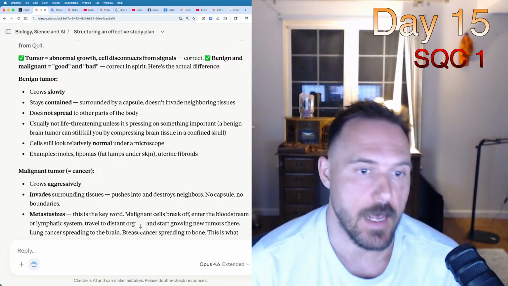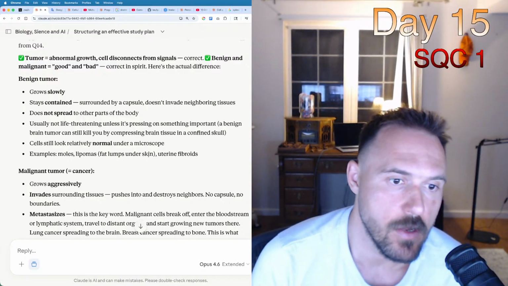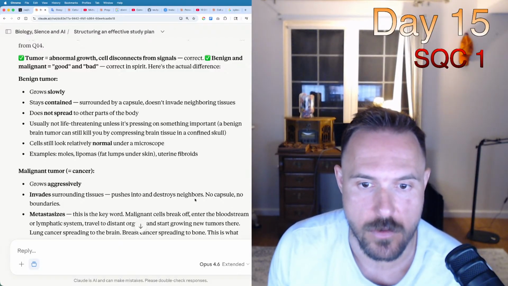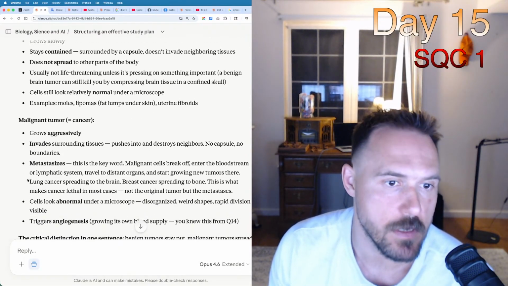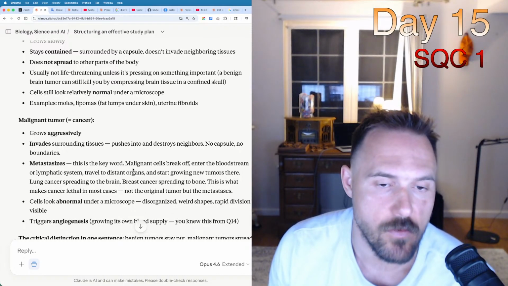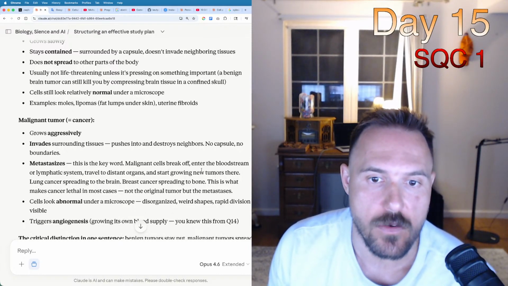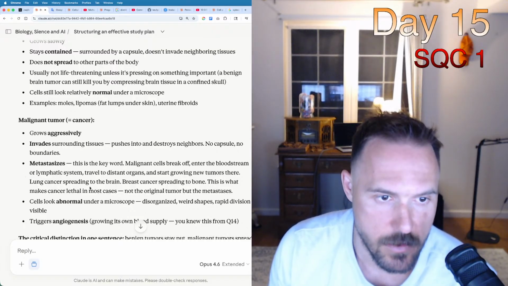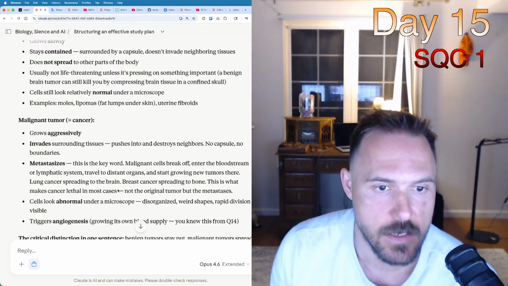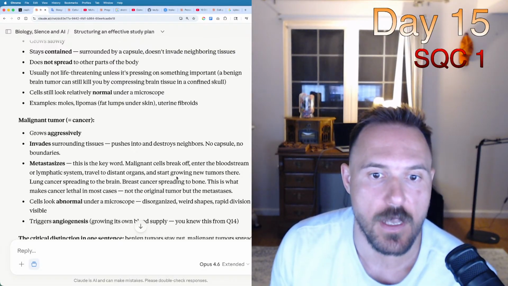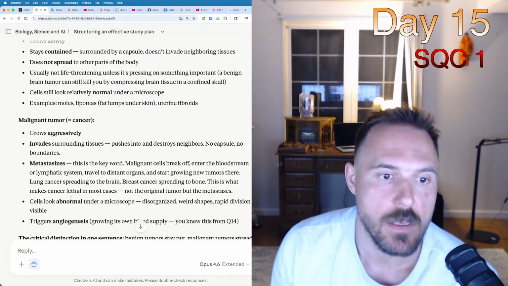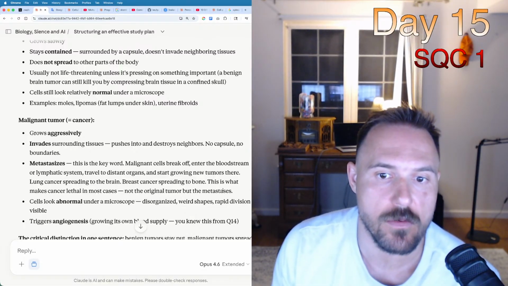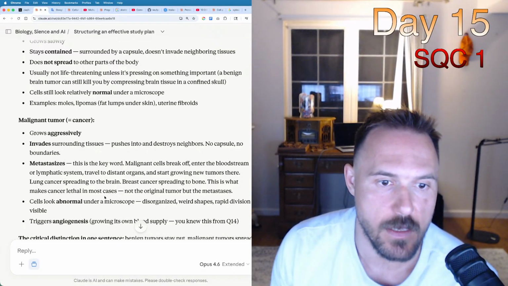Malignant tumor, cancer. Pretty much it's cancer. Grows aggressively, invades surrounding tissue, pushes into and destroys neighbors. No capsule, no boundaries. Metastasis, this is the key word. Malignant cells break off, enter the bloodstream or lymphatic system, travel to distant organs and start growing new tumors there. Lung cancer spreading to the brain, breast cancer spreading to bone. This is what makes cancer lethal in most cases.